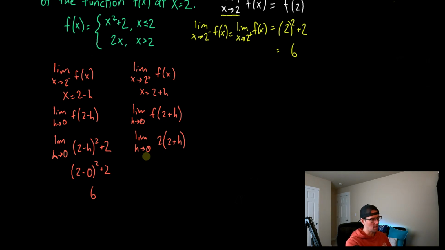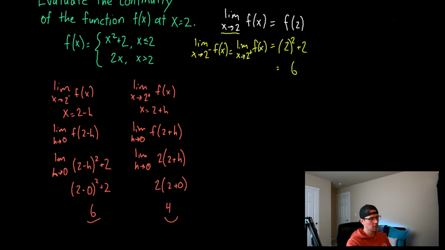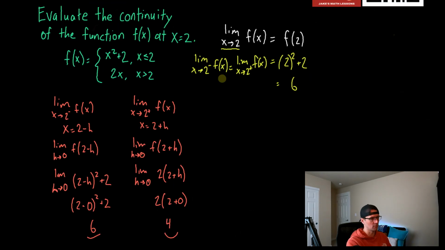For our right-handed limit, same idea. We can essentially just plug 0 in for h here, and if we do that, we get 2 times 2 plus 0. 2 times 2 plus 0 is 2. 2 times 2 is 4. So in this case, our left-hand limit is 6. Our right-hand limit is 4. And then the value we got from just simply plugging 2 into our function f was 6.